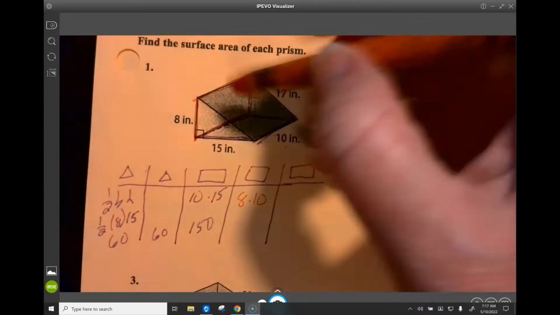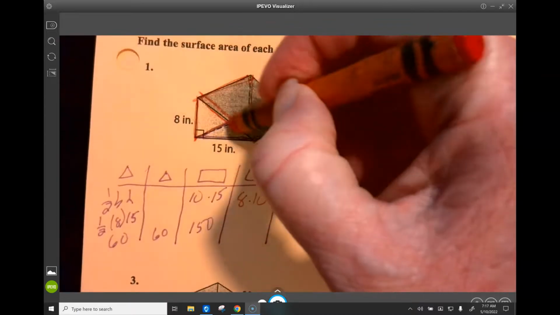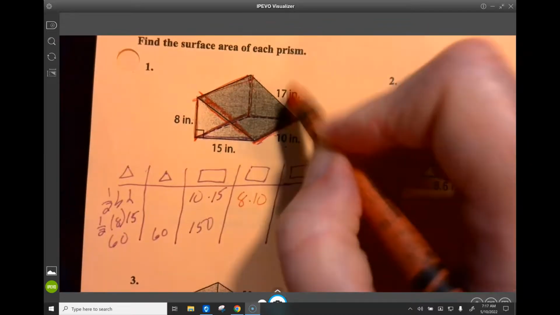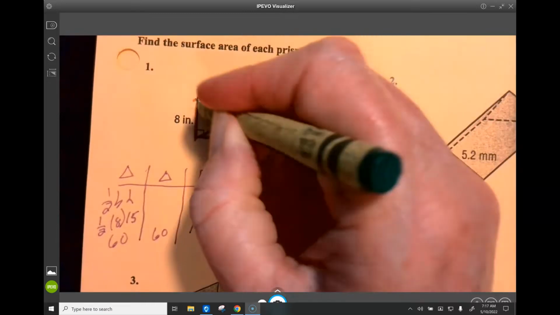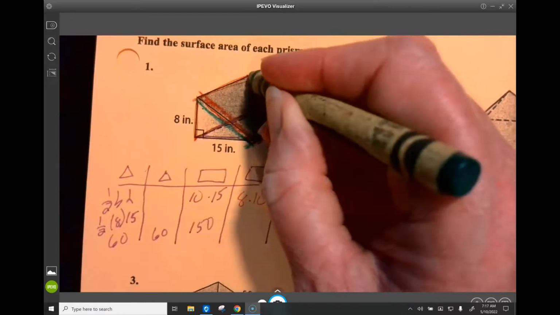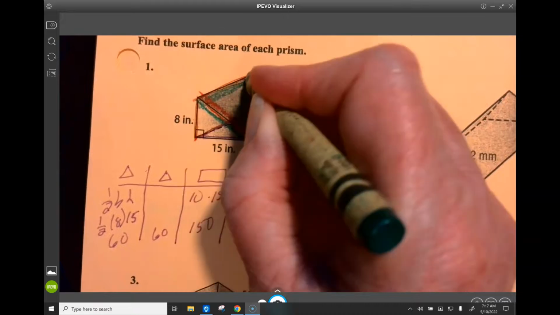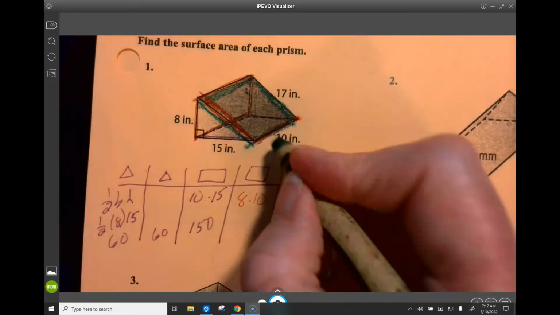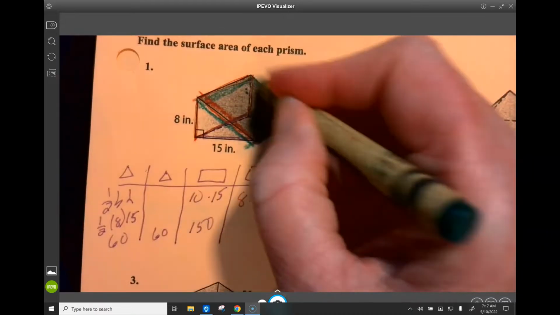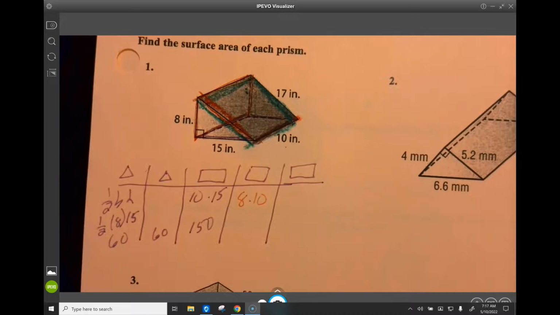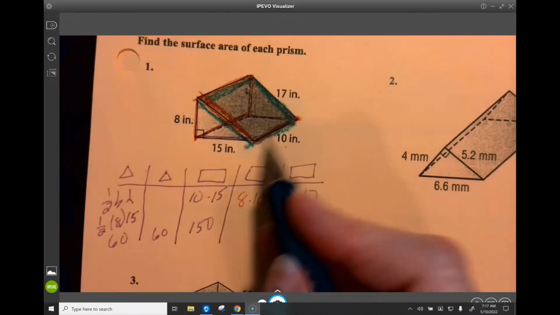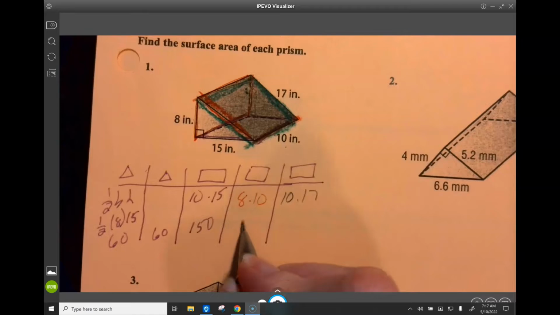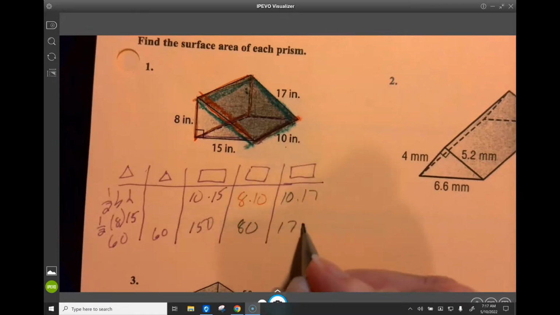Now the other rectangle is this front-facing one. So this one right here, I should have done that in a different color. Okay, so this rectangle right here. Okay, now what is that rectangle? Well, that's a 10 by 17. So 10 by 17. Okay, do you see that? So this is 80, this is 170.